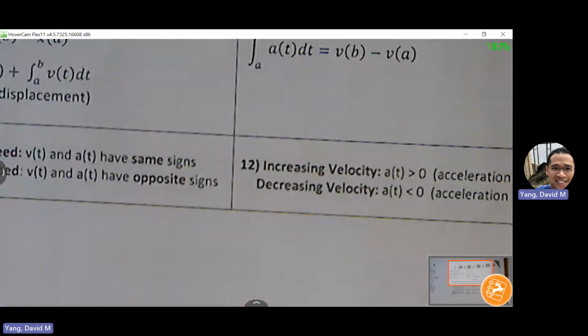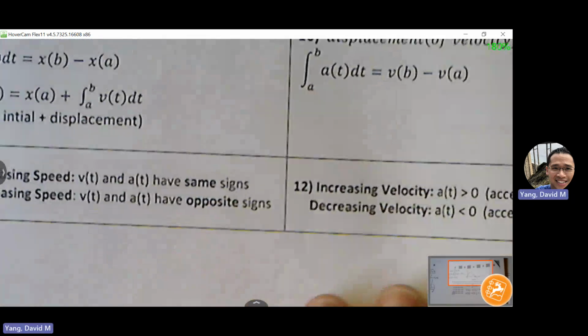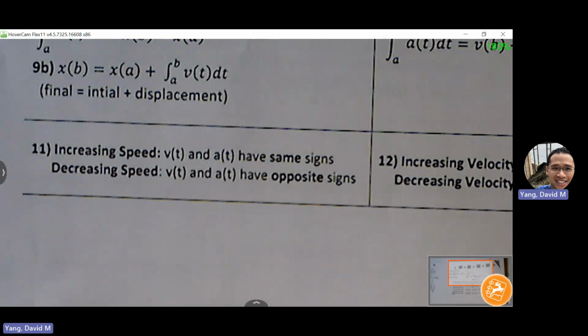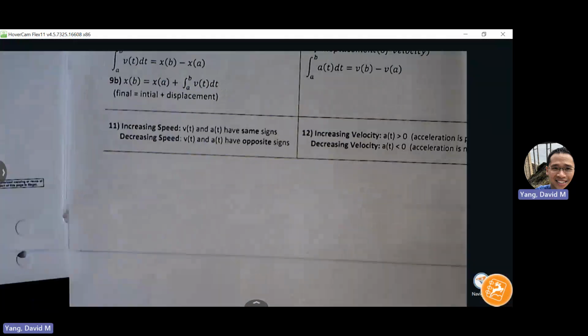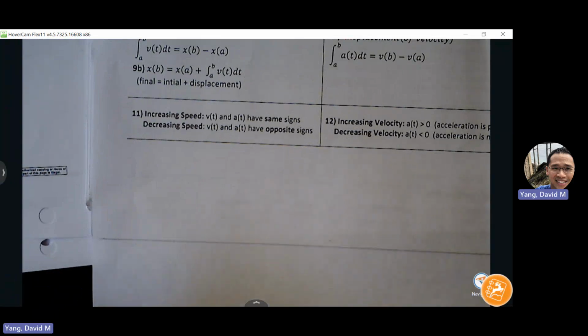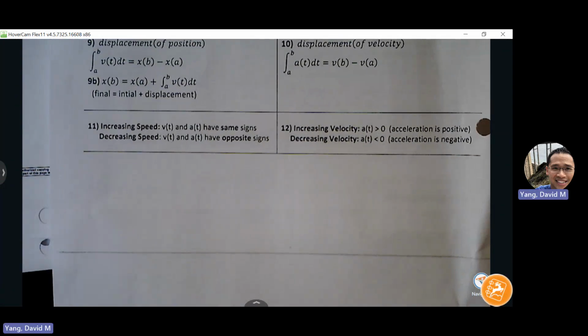Formula sheet here. Increasing speed occurs when velocity and acceleration have the same signs. Decreasing speed occurs when they have opposite signs, comparing velocity and acceleration. That's right, yeah. But if you see the word increasing or decreasing velocity, then it's just the sign of acceleration.